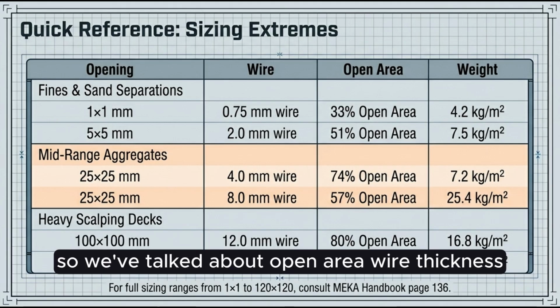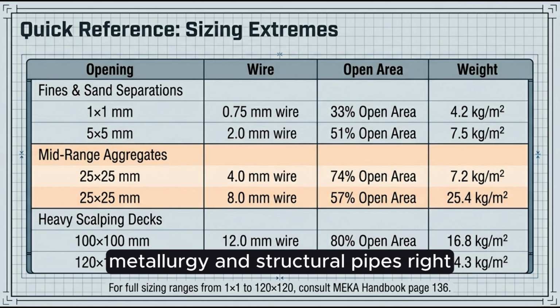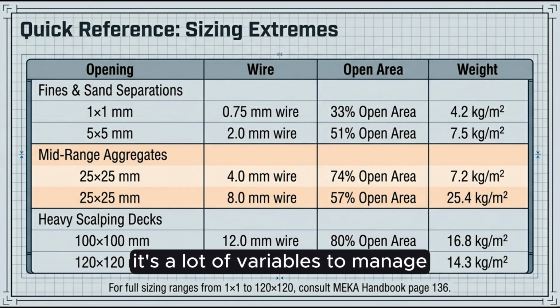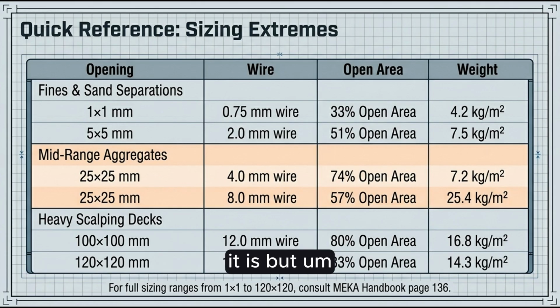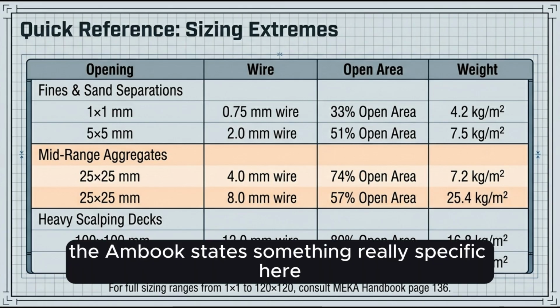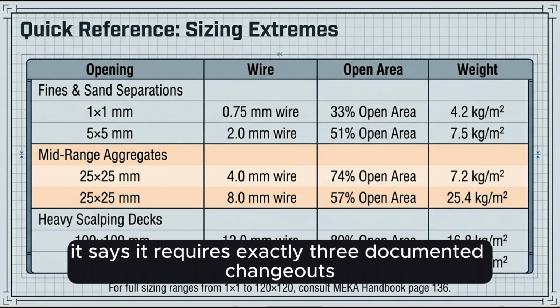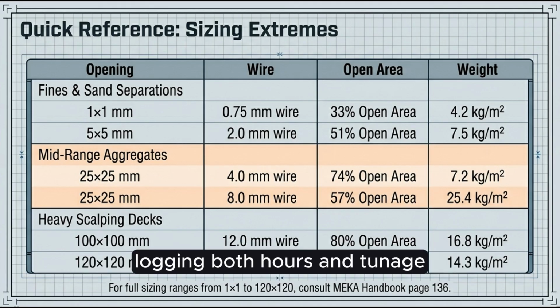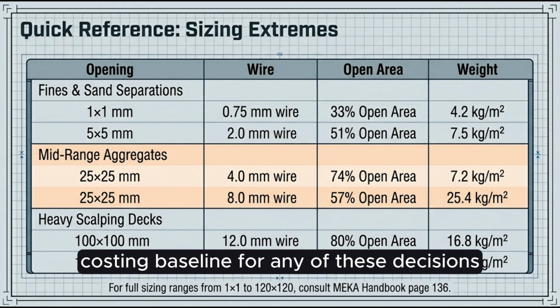So we've talked about open area, wire thickness, metallurgy, and structural pipes. It's a lot of variables to manage. But the handbook states something really specific here. It requires exactly 3 documented changeouts, logging both hours and tonnage, to establish an accurate life cycle costing baseline for any of these decisions.